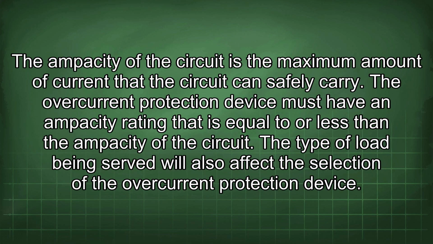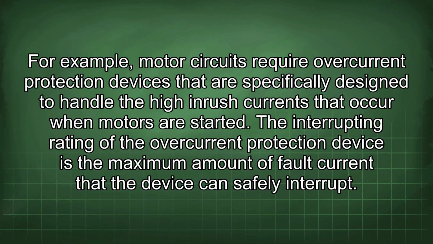The ampacity of the circuit is the maximum amount of current that the circuit can safely carry. The overcurrent protection device must have an ampacity rating that is equal to or less than the ampacity of the circuit. The type of load being served will also affect the selection of the overcurrent protection device. For example, motor circuits require overcurrent protection devices that are specifically designed to handle the high inrush currents that occur when motors are started. The interrupting rating of the overcurrent protection device is the maximum amount of fault current that the device can safely interrupt.